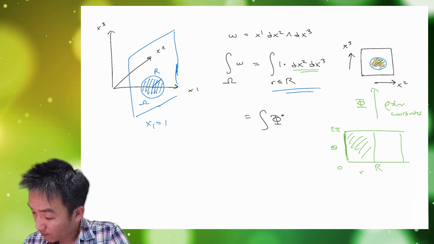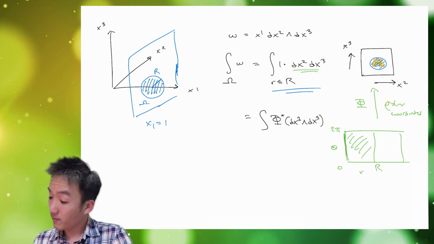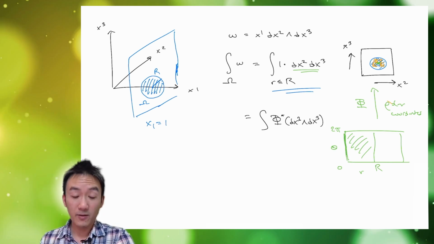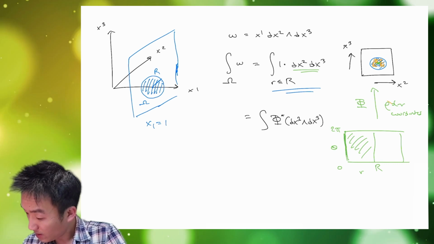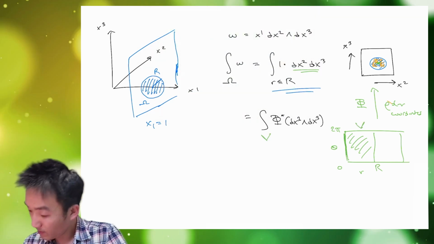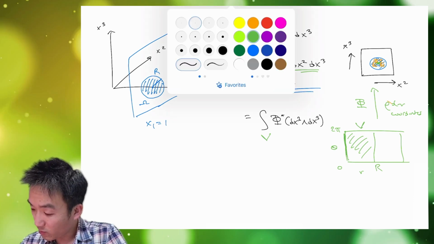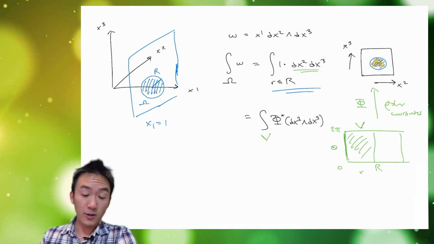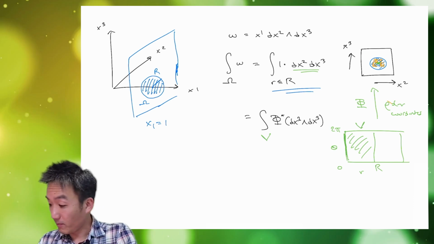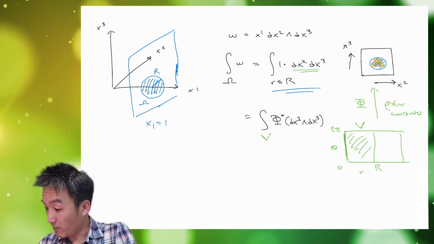as phi star of dx2 wedge dx3. It's important to think of it as a wedge product now, because that's going to affect the formula for the pullback. And we're going to pull it back to this product region V, right? So V is this rectangle. And now what remains to compute is what exactly is this pullback of this area form. And if you've studied multivariable calc, you know that you're going to get some kind of Jacobian term. And we're just going to work that out explicitly right now.